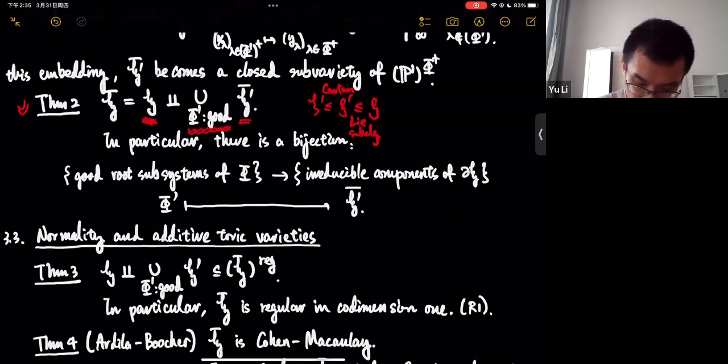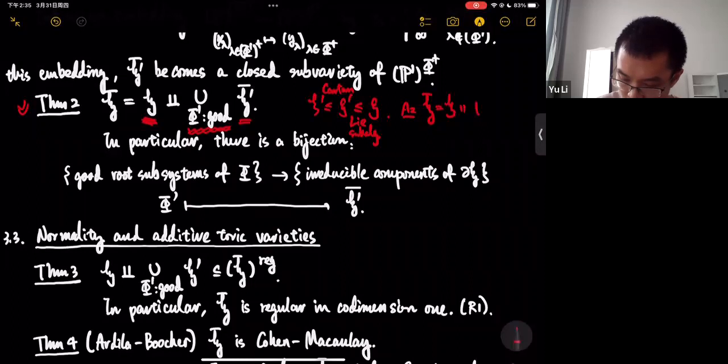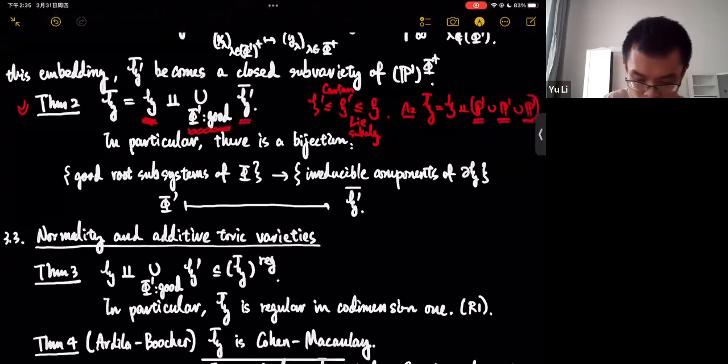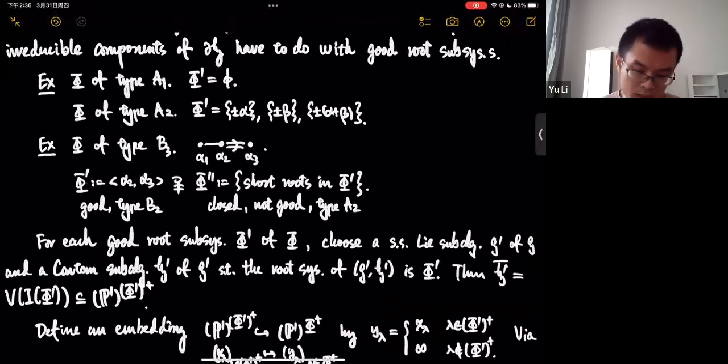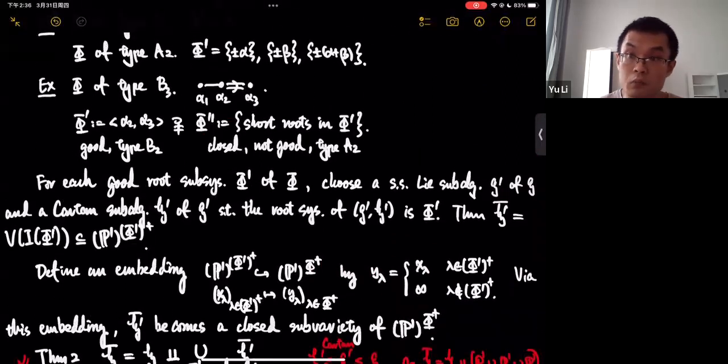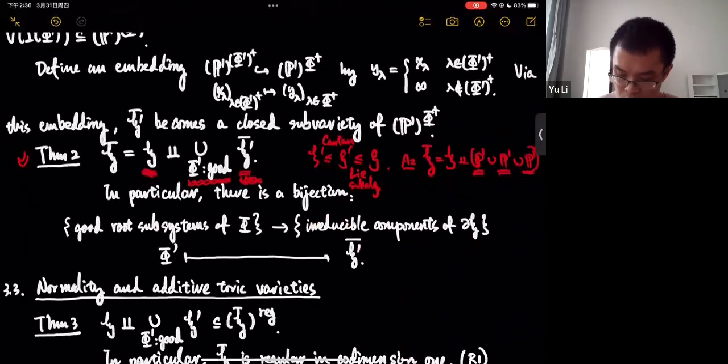Just to demonstrate what this says, remember, in type A2, our H bar is H disjoint union 3 copies of P1. And these P1s are supposed to be these H prime bars. I said that there are 3 good root subsystems: plus minus alpha, plus minus beta, and plus minus alpha plus beta. The 3 components correspond to them.